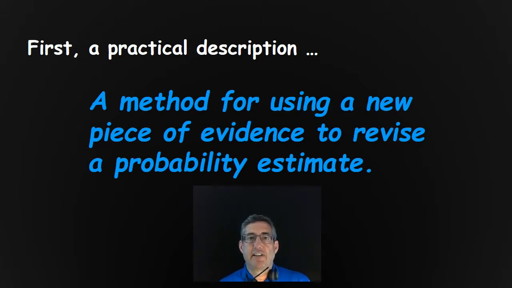Bayesian techniques are a method to use a new piece of evidence to revise an existing probability estimate. And in this example, this is exactly what we're going to do. We're going to start with a probability estimate. We're going to acquire new information, and we're going to use that information to revise our estimate of the probability.